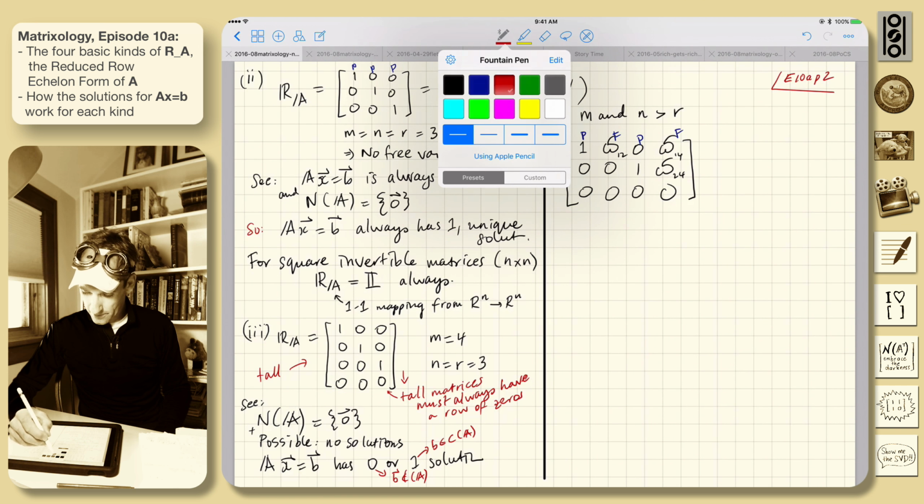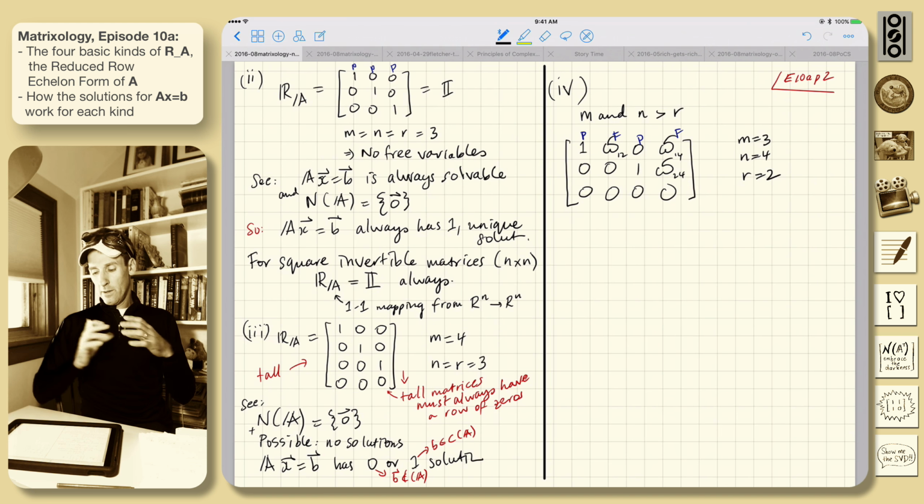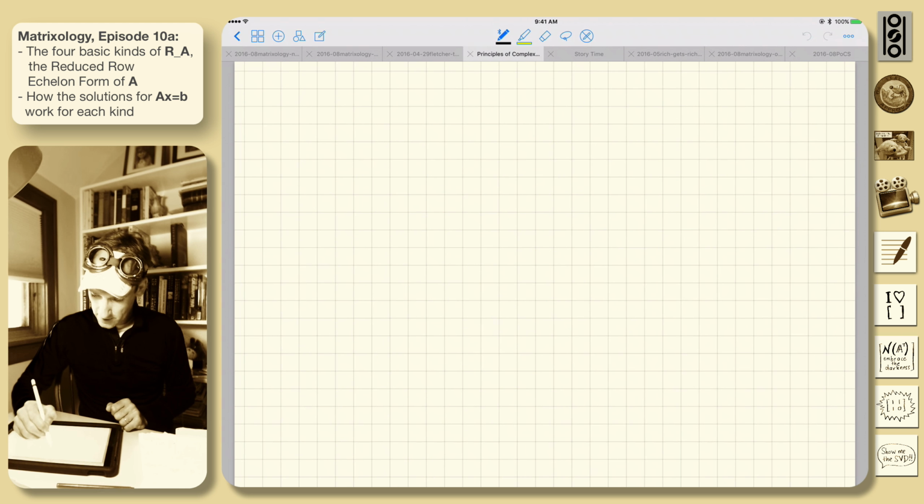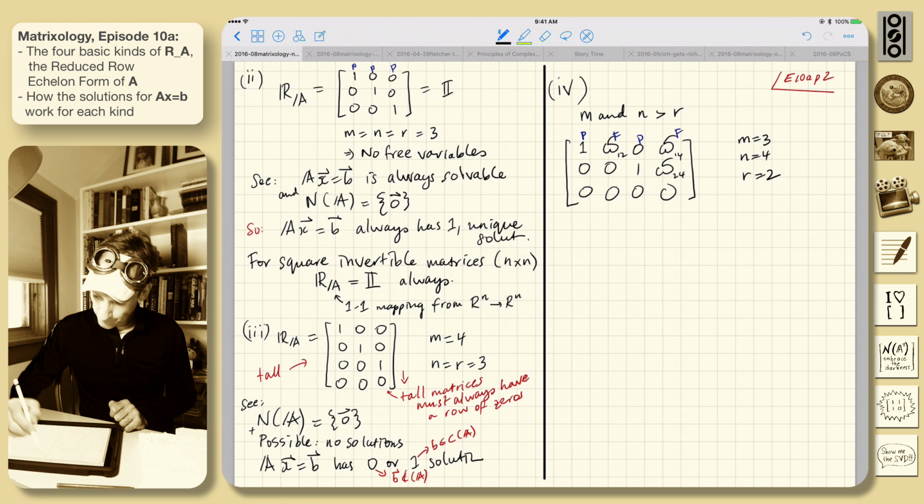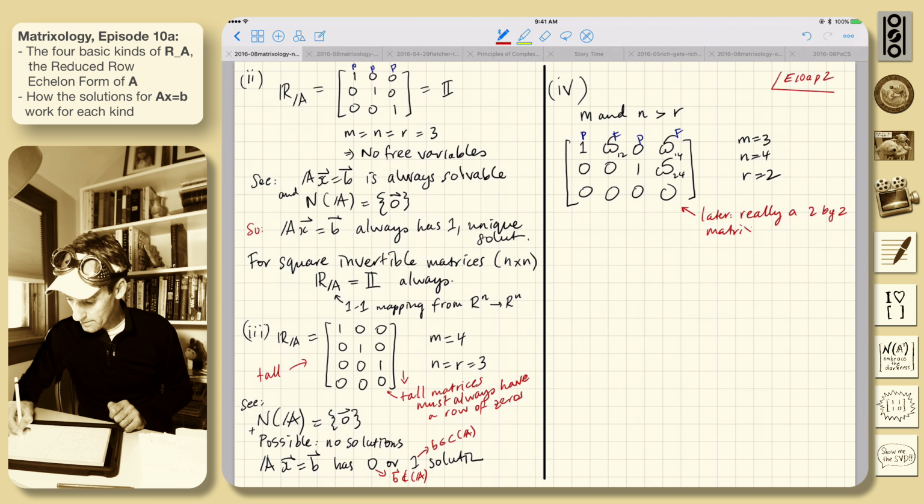So in this case, just for this example, we have m equals 3, n equals 4, and r equals 2. So this is a 3 by 4 matrix, but it's really kind of a 2 by 2 matrix. That's really what's happening. So later, this is really a 2 by 2 matrix hiding in a 3 by 4 matrix.